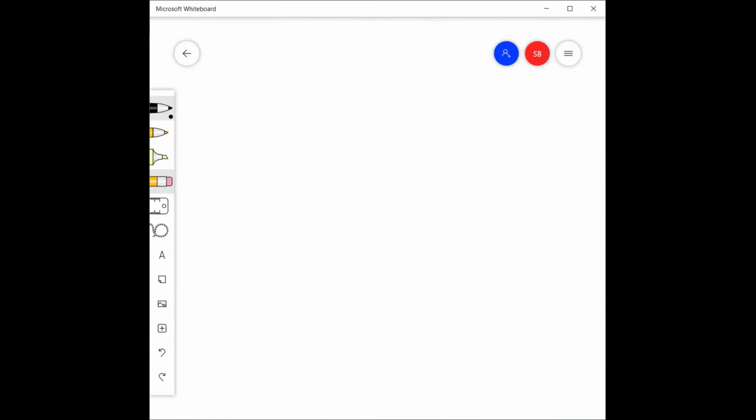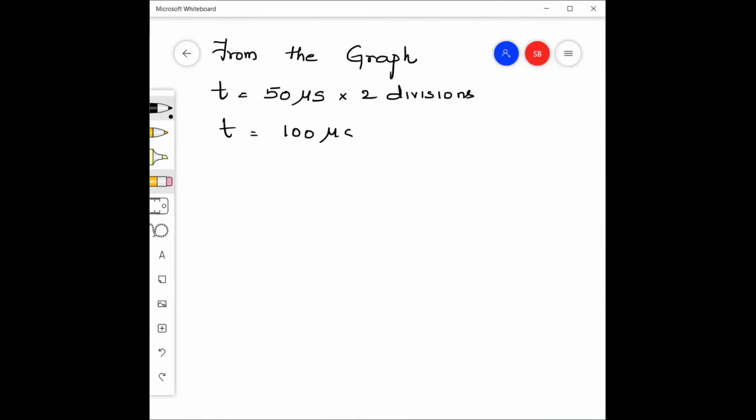So from the graph, T is equal to 50 microseconds into 2 divisions. So T is equal to 100 microseconds. Frequency is equal to 1 by T, which is given by 1 by 100 microseconds. When you solve this, you will get the value.